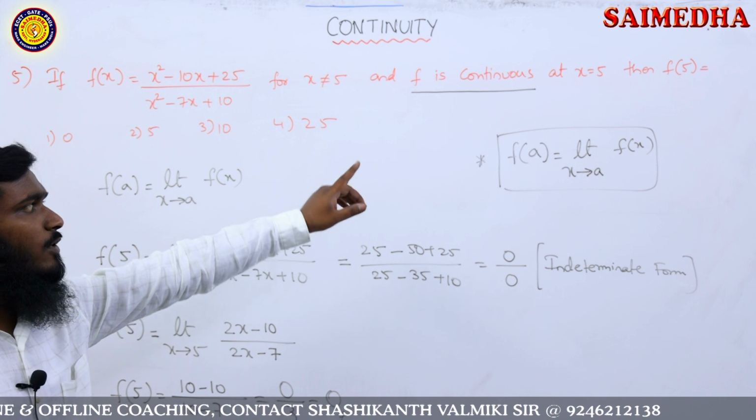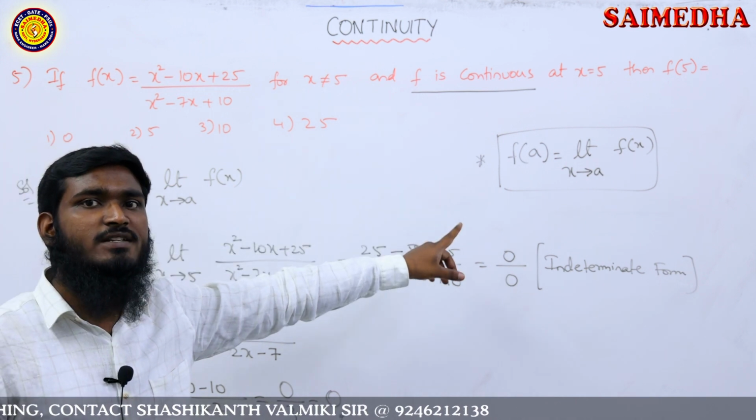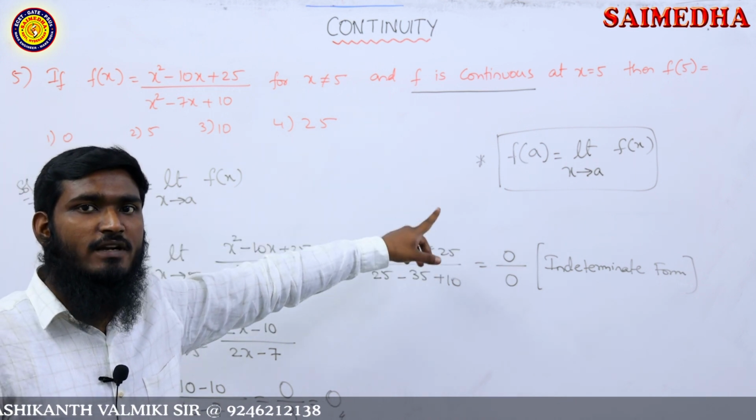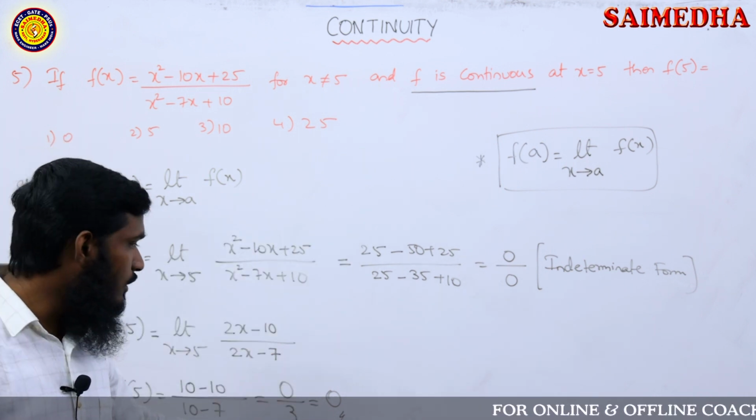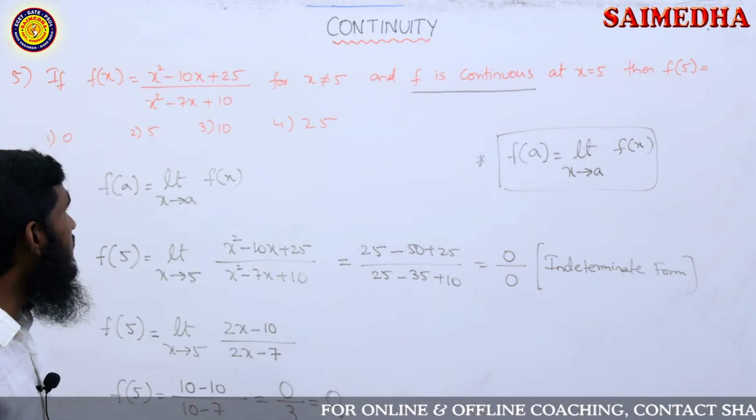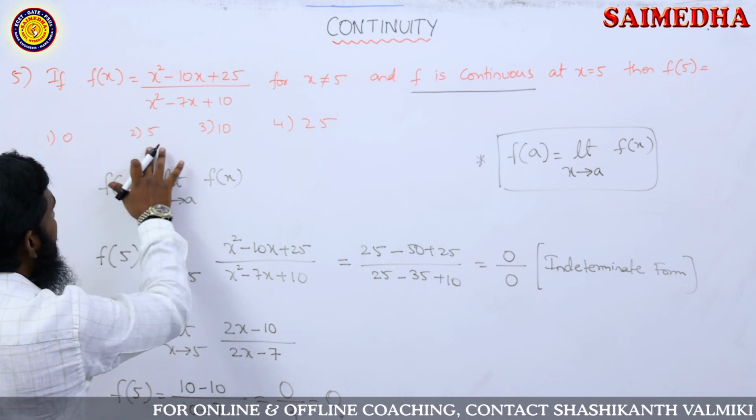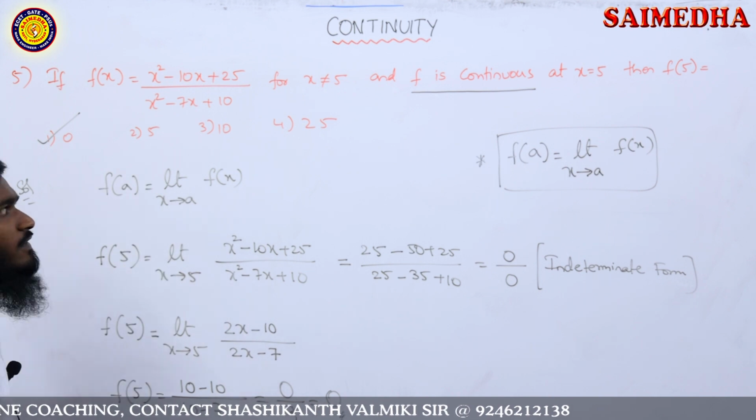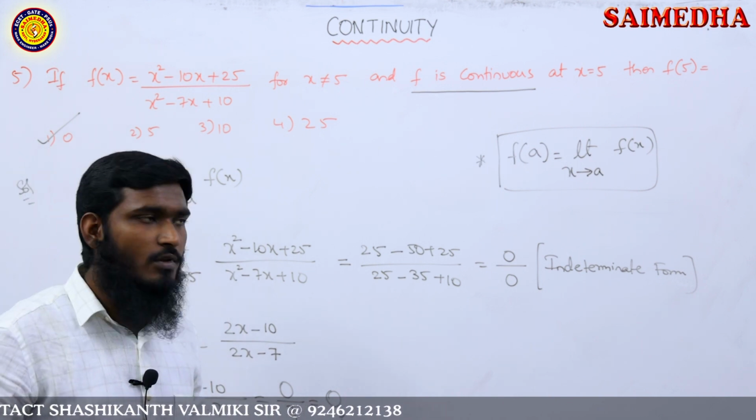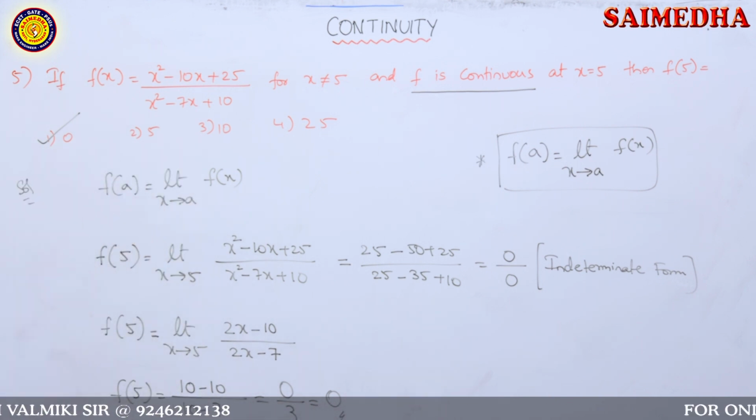Understood? With the help of the condition f of a equals limit x tends to a of f of x, we are finding the value of the function. So the f of 5 value equals 0. What are the options given over here? 0, 5, 10 and 25. So let us go with the first option, which is 0. Now pause the video and note it down.